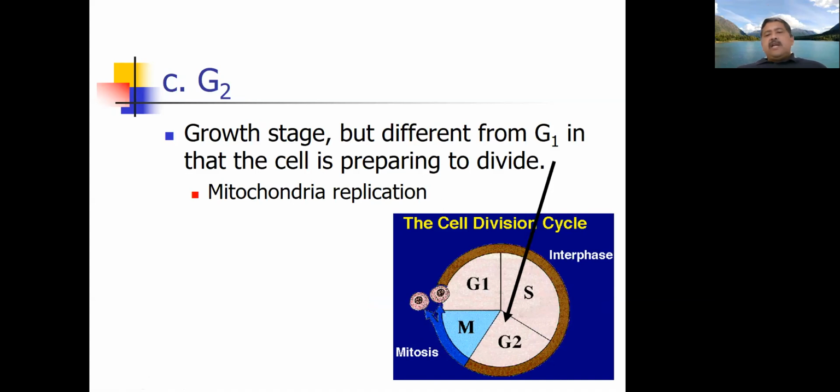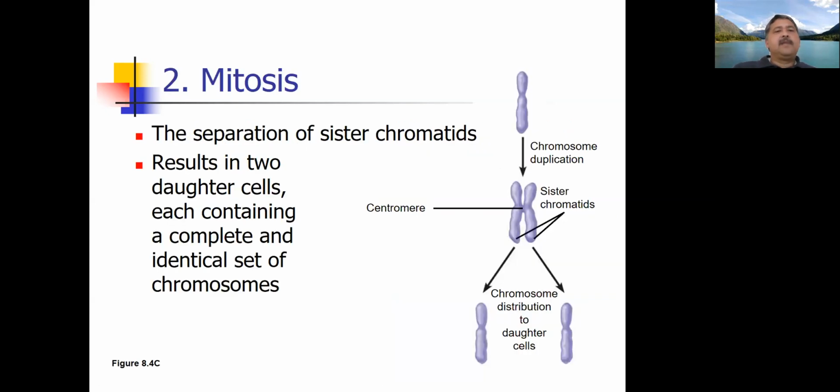In G2, we're getting close to getting ready to divide. So this growth stage, which is different from G1, is where the cell is preparing to divide. Because this takes a little more energy, G2 is a little bit different from G1, because in G2 you have replication of the mitochondria specifically.